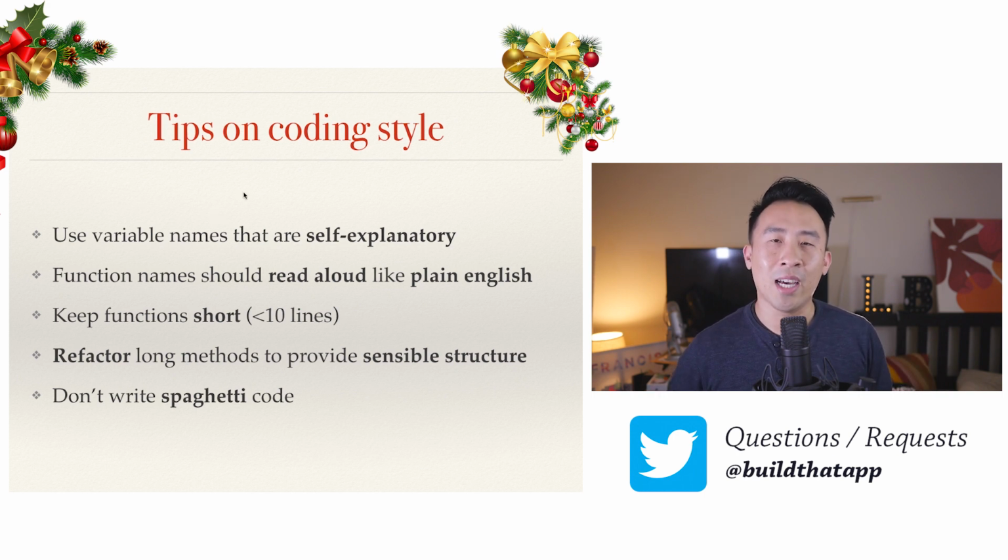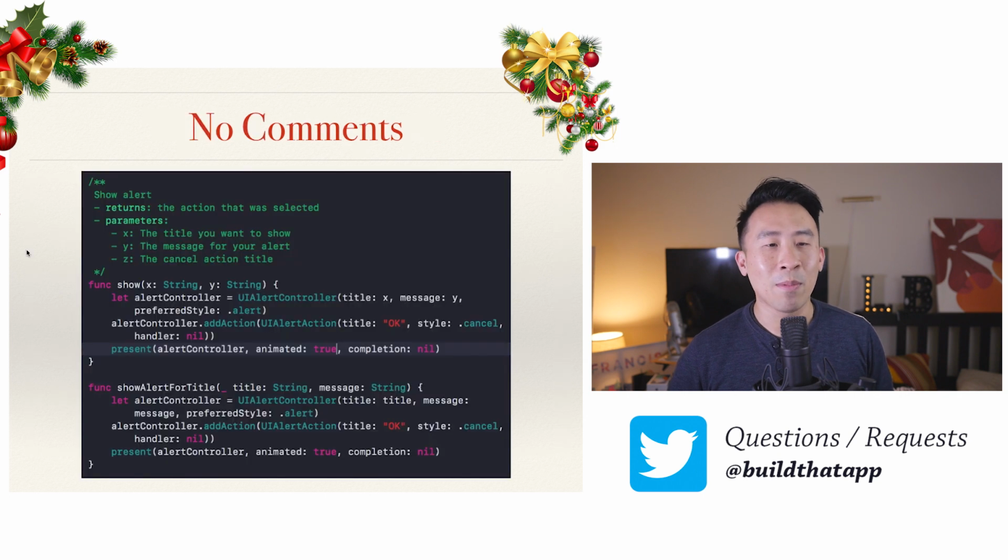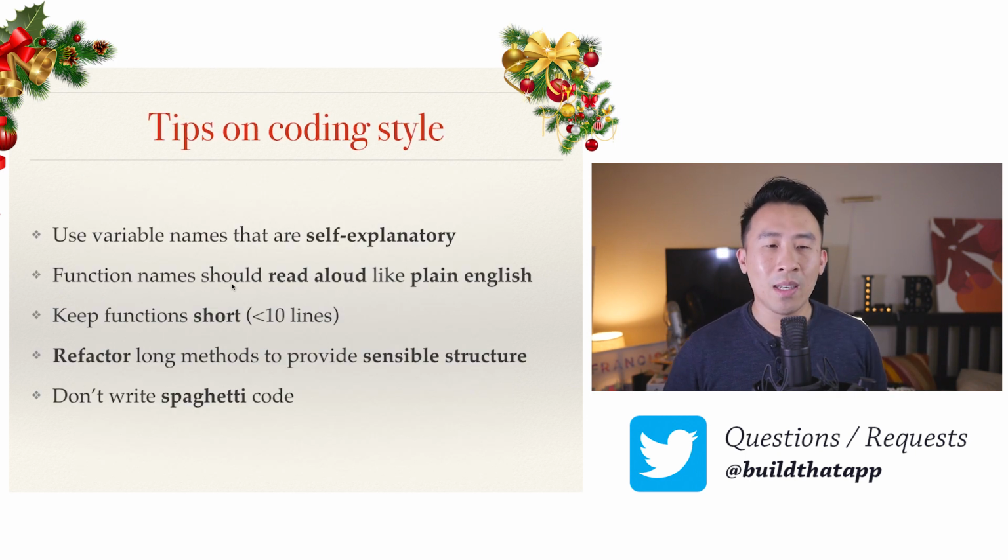Okay, so moving on here, I want to talk about a couple of tips on coding style that can help you achieve self-documenting code. The first thing here is variable names that are self-explanatory. In my previous example, I had X and Y as the bad naming conventions. You want to make sure that your variables and your parameters actually make sense here. Title and message are much more descriptive and self-explanatory compared to X and Y. The second thing is function names should actually read aloud like plain English, right? If you have a really confusing function name, it's going to be really hard to understand if you were someone else looking at your code.